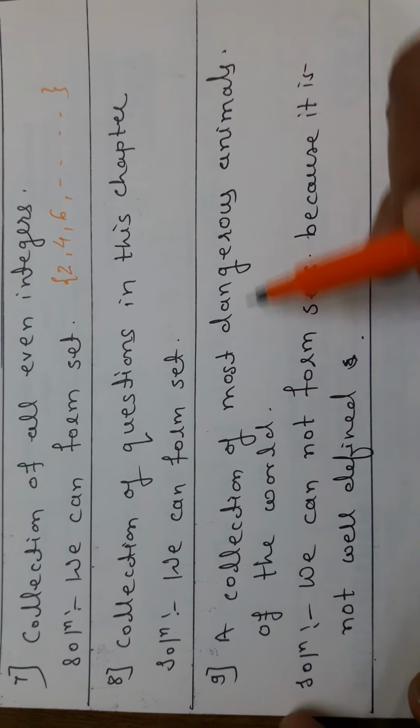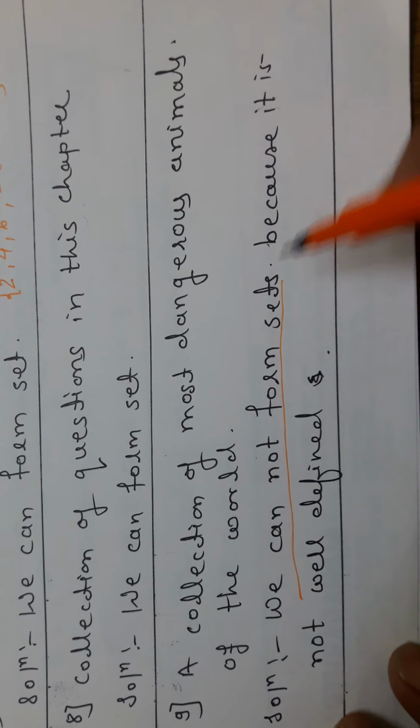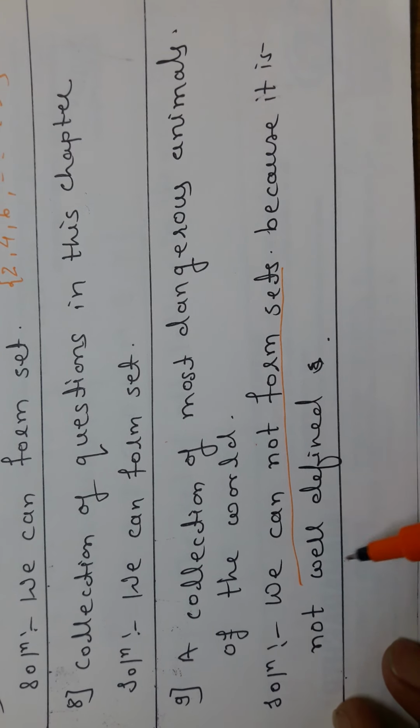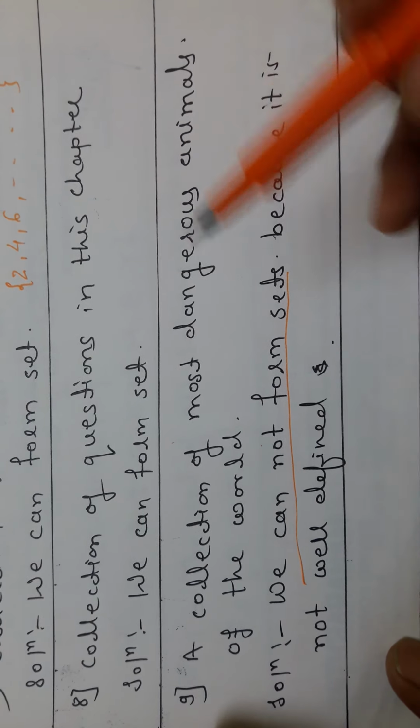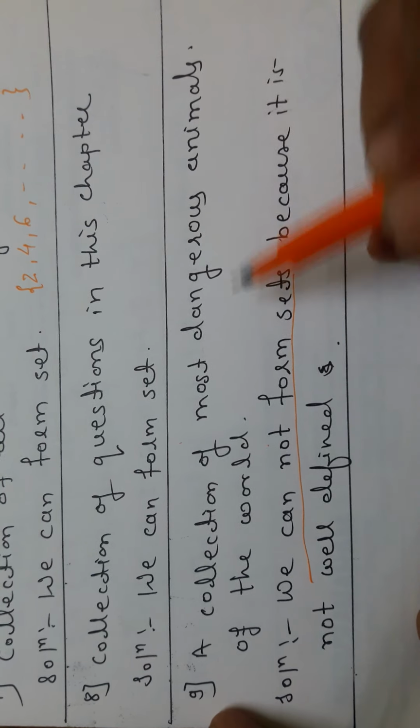Then, collection of the most dangerous animals of the world. We cannot form the set because it is not well defined. The most dangerous animal can be a lion, it can be a snake also.